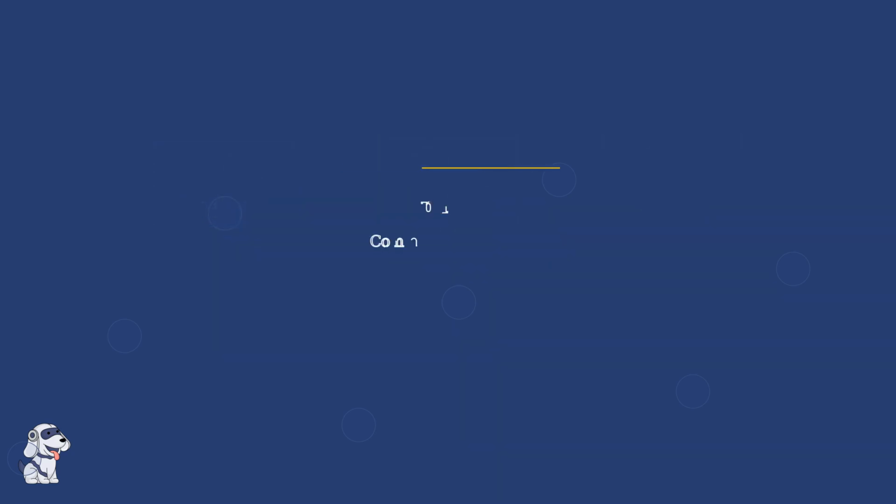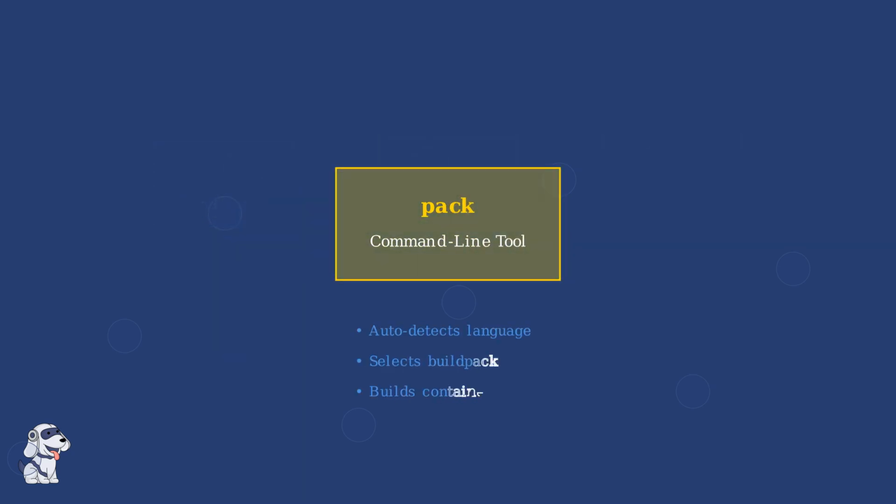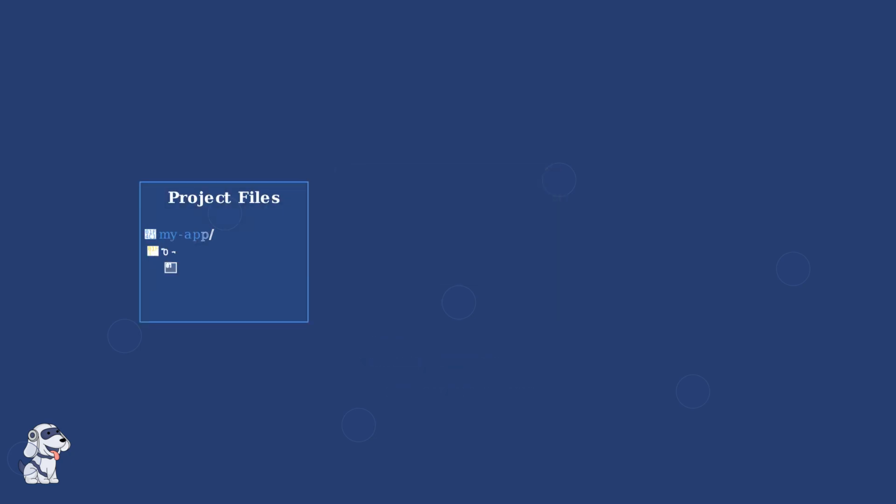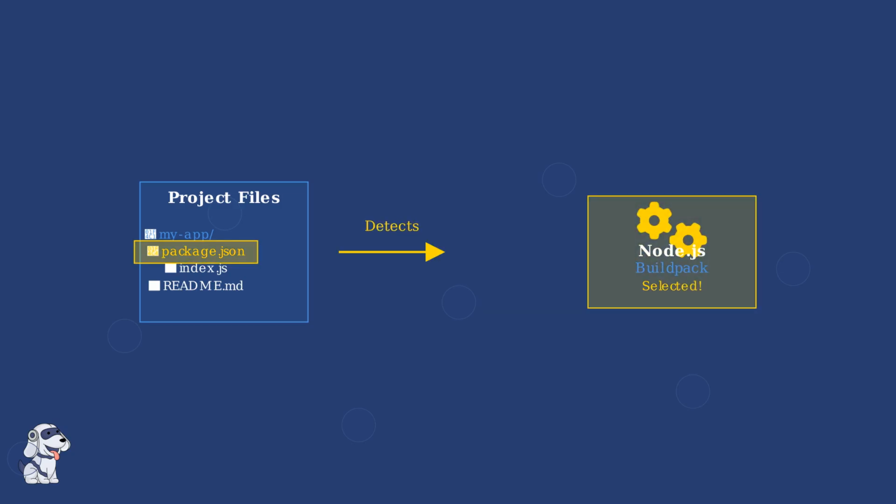The pack command line tool is the orchestrator that makes this magic happen. It intelligently analyzes your source code and automatically detects the most appropriate buildpack to use. Here's a concrete example. When the pack tool encounters a package.json file in your project directory, it immediately recognizes this as a Node.js application and automatically selects the appropriate Node.js buildpack.